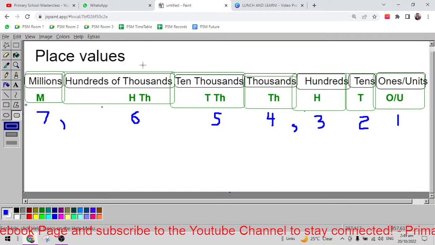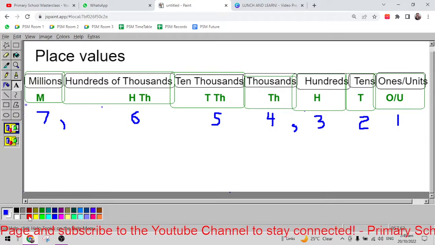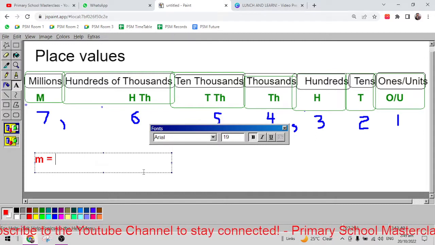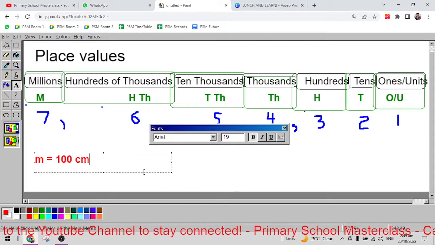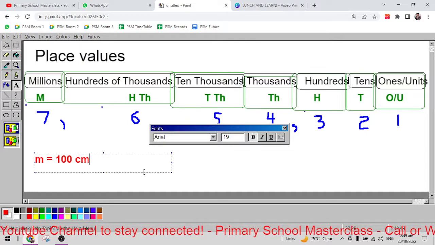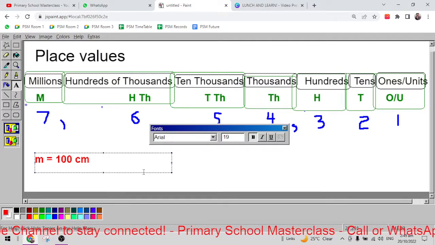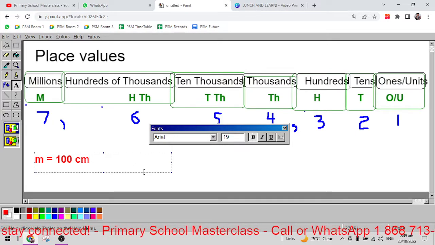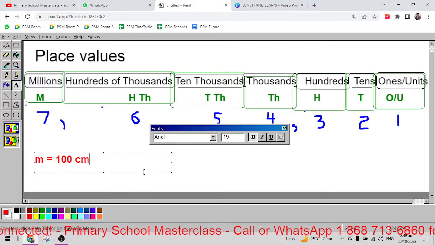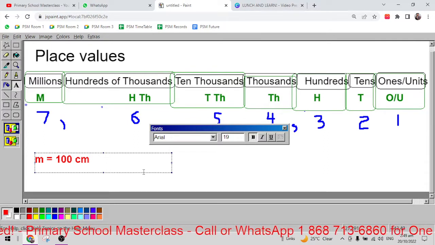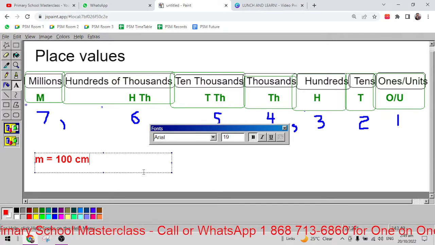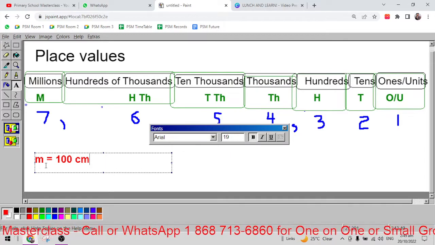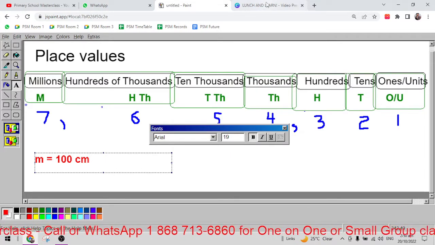M is in meters. M is in meters. So we know that m, I'll write this down here to get out of the way of the place values, m is equal to 100 centimeters. M is equal to 100 centimeters. Right? Okay? Good. So always remember that. So what does the M mean? M means 1 meter. That's what the M stands for. And the cm means centimeter. Right? So that is something very, very important to learn.